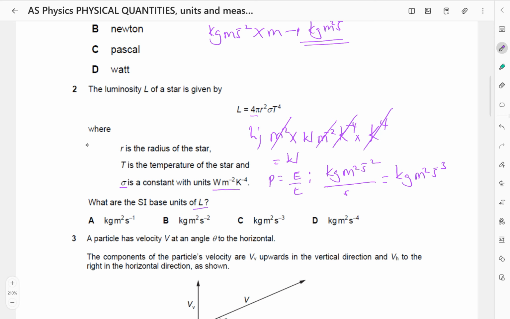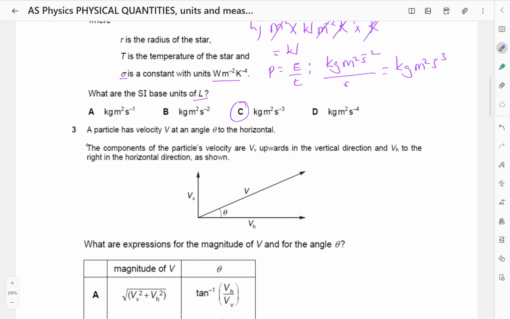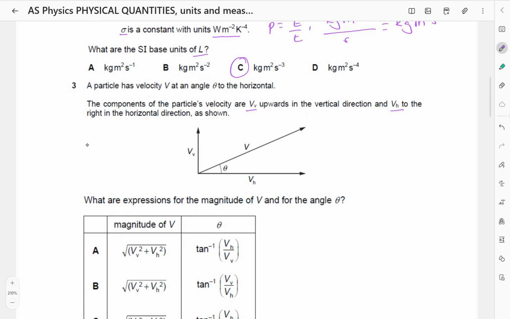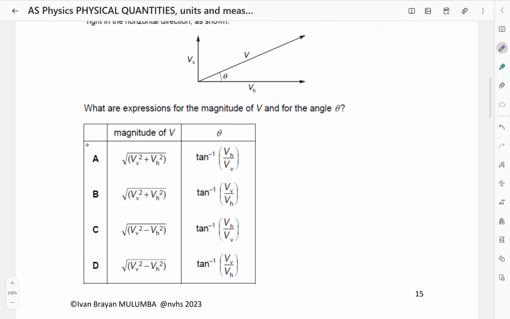And precisely when you look through our answers, the answer here becomes C. A particle has velocity v at an angle theta to the horizontal. The components of the particle's velocity are vv upwards in the vertical direction and vh to the right in the horizontal direction. What are expressions for the magnitude of v and for the angle theta?